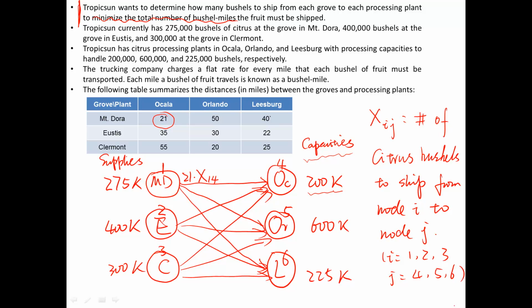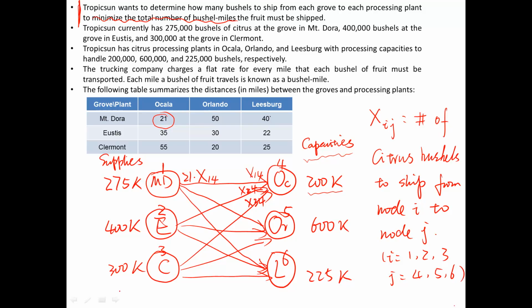its processing capacity. Okay, then what are those inputs? What are those incoming bushels? Okay, so it's this X14, right? The citrus shipped from Mandara, and this X24, those are the citrus shipped from Eustis, and X34 representing the citrus shipped from Clermont to Ocala. Okay, so in total, that will be X14 plus X24 plus X34 bushels of citrus shipped to Ocala. And this total number should not exceed this 200,000 here.